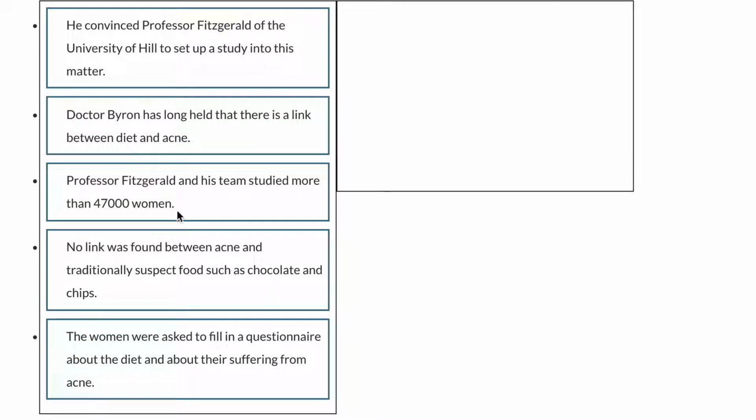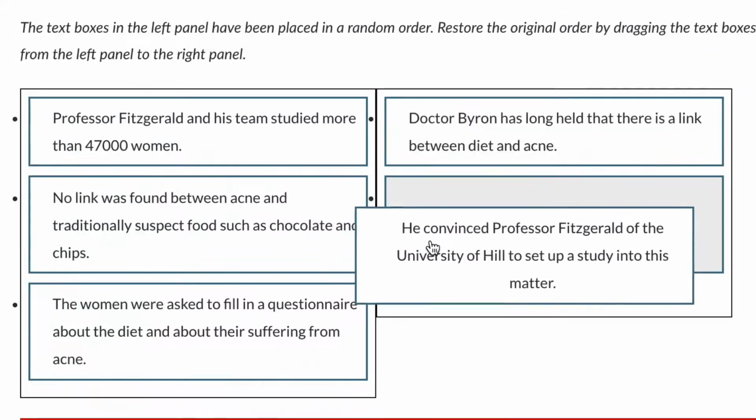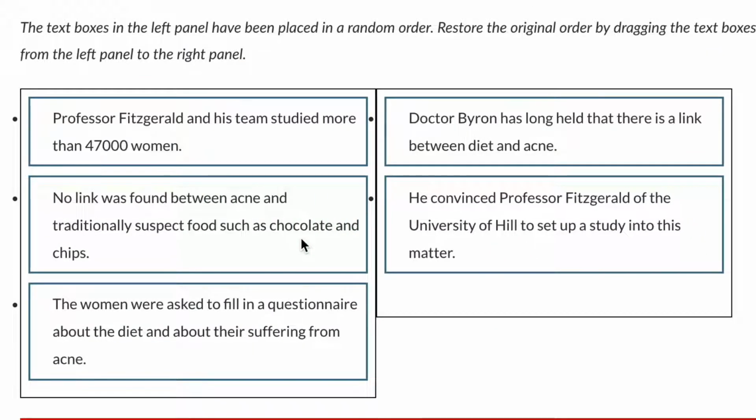So in this case as well, there is a very important clue here. Byron is doctor and Fitzgerald is professor. And here, Dr. Byron has long held that there is a link between diet and acne. He convinced Professor Fitzgerald. He here means Dr. Byron. So first, the name goes here, Dr. Byron, and then he convinces Professor Fitzgerald to do a study.